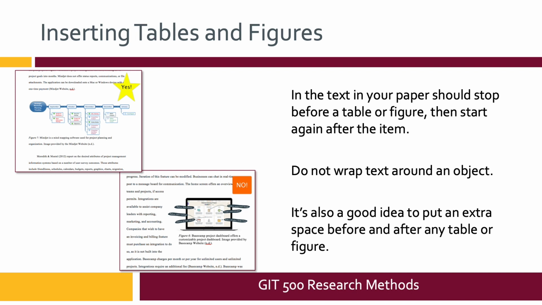When you're putting tables and figures into your paper, the text in your paper should stop before your table or figure and then start again after, as shown in the yes visual here. Not wrapped around a figure like you see in the no visual here. The yes example shows an extra space at the top, and it's actually not formatted correctly, so ignore that. But it's also a good idea to put a little extra space between the text at the top of the figure or table and the text at the bottom. That's not a hard and fast rule. I do it because it makes it much easier to read for the user.